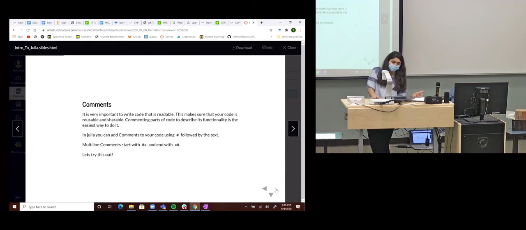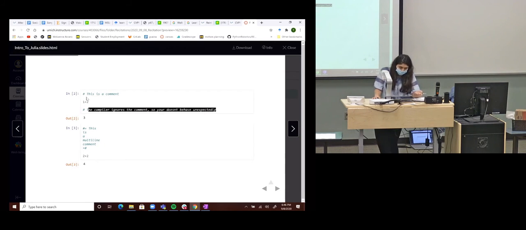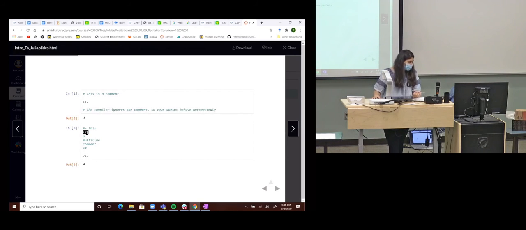Now, another way to write readable code is to write comments about what your code is doing. In Julia, we write comments with a hash, and we do multi-line comments with hash and equal sign. So if you were to write something like this, the compiler will ignore all of this and simply execute the rest for you. With multi-line comments, if you were to not put the equal sign, it'll think that this is code, which it's not. So this is how you will use multi-line comments.